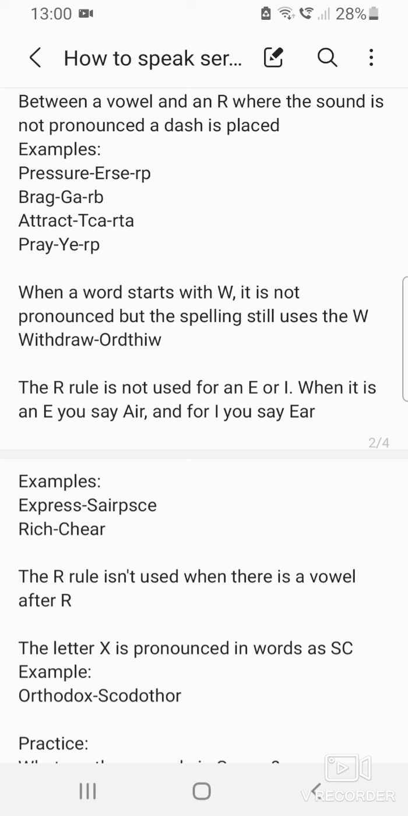Because, as I just said, for the sound, it stays the same, but the word isn't Persia. And other examples: brag, garb, attract, Takata, and pray, yerp.